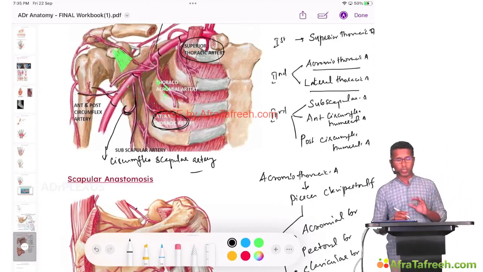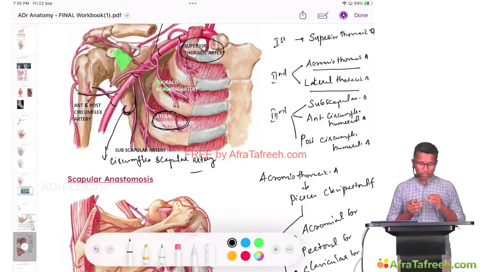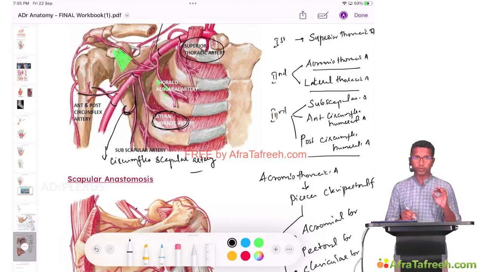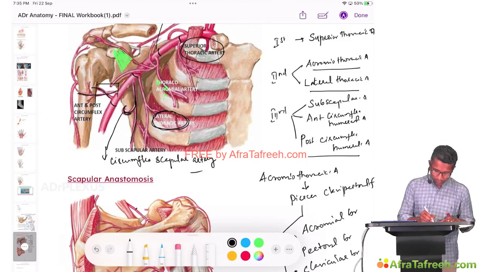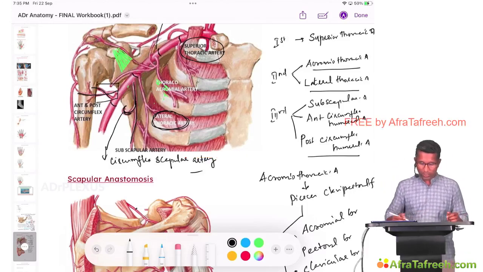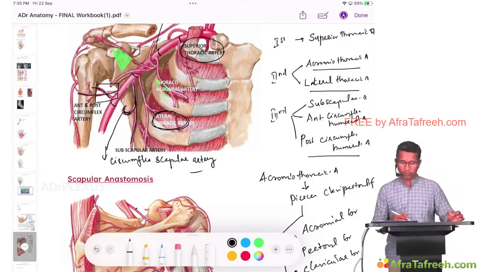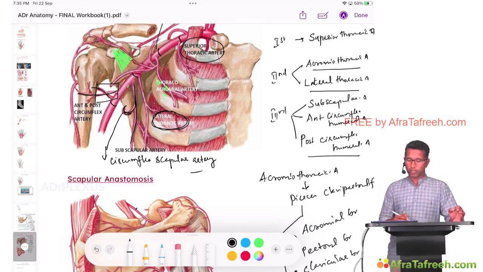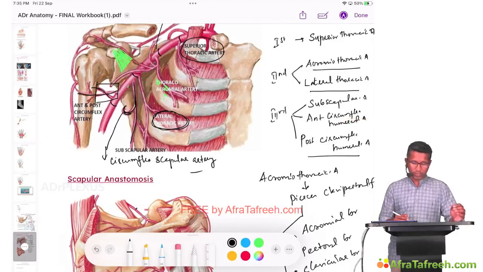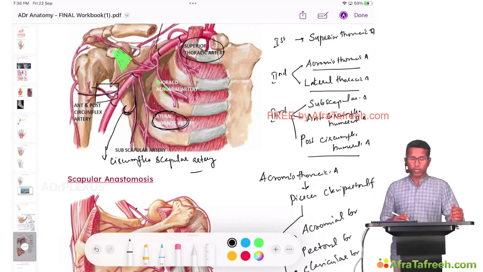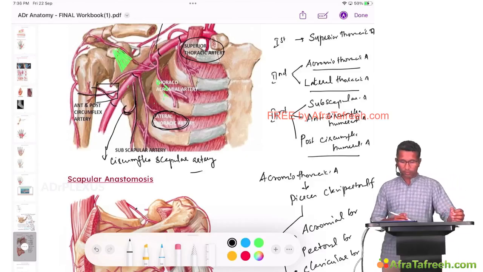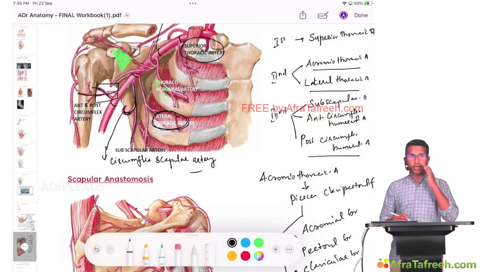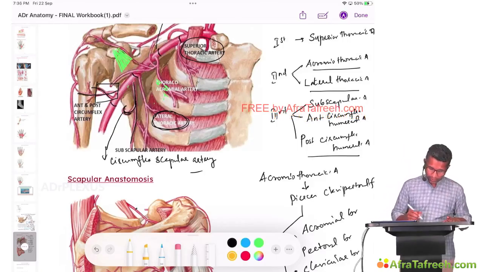Now there is a question for you guys. We have discussed this in the initial part of our upper limb class. If I talk about the posterior circumflex humeral artery, what is the space you see here? What is the space present below the shoulder joint called? This space is called the quadrangular space. Very good, guys. Everybody is answering very well.